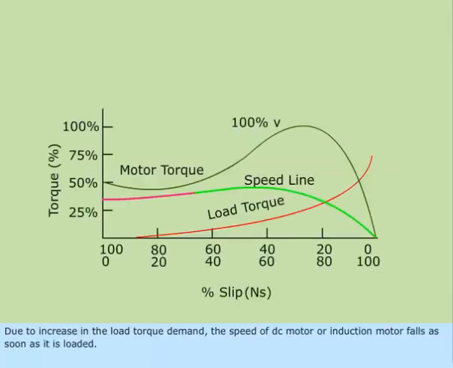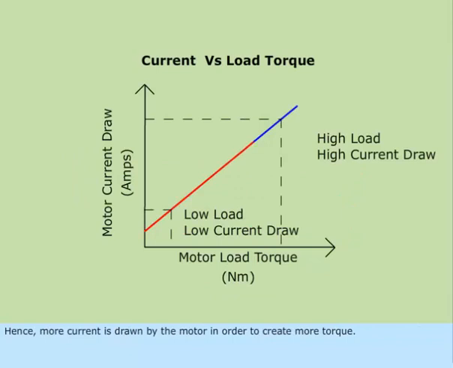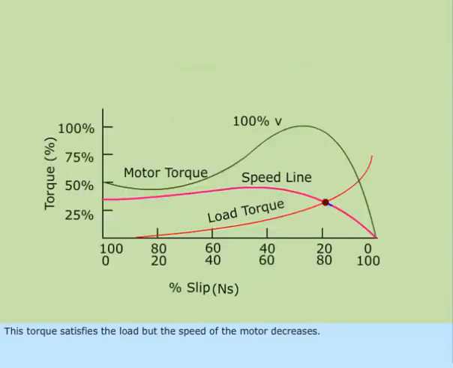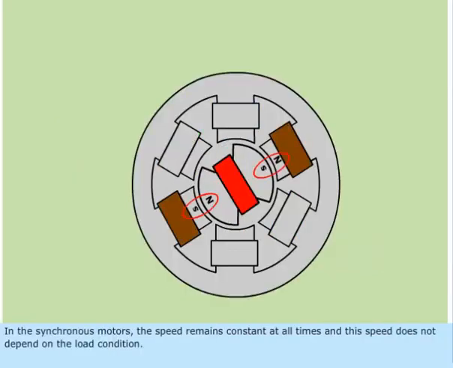Due to increase in the load torque demand, the speed of DC motor or induction motor falls as soon as it is loaded. Hence, more current is drawn by the motor in order to create more torque. This torque satisfies the load, but the speed of the motor decreases. In the synchronous motors, the speed remains constant at all times, and this speed does not depend on the load condition.